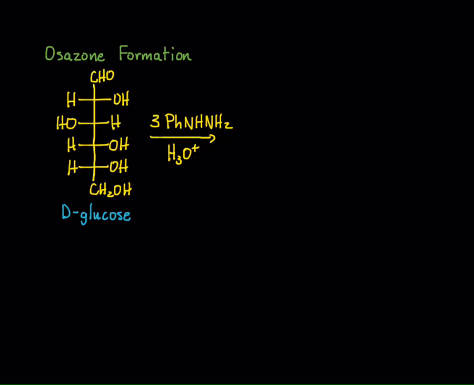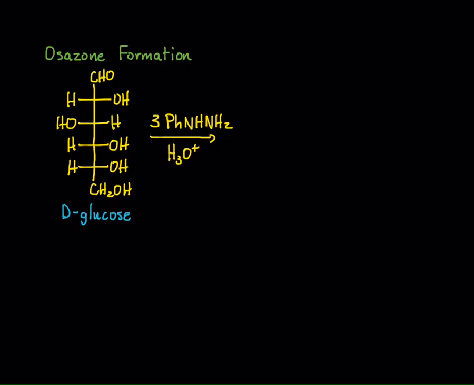We're taking the open chain aldehyde of D-glucose and reacting it with phenylenediamine. So phenylenediamine, the nitrogen at the end, on the right-hand side, is going to form an imine. But notice, the question is, why do I have three equivalents of phenylenediamine?